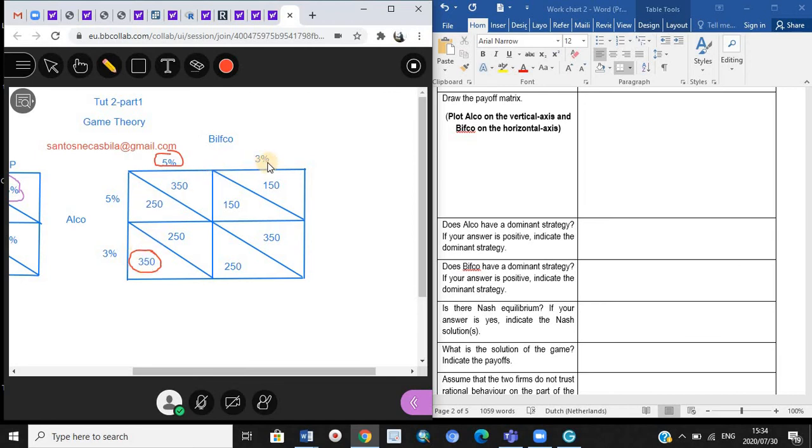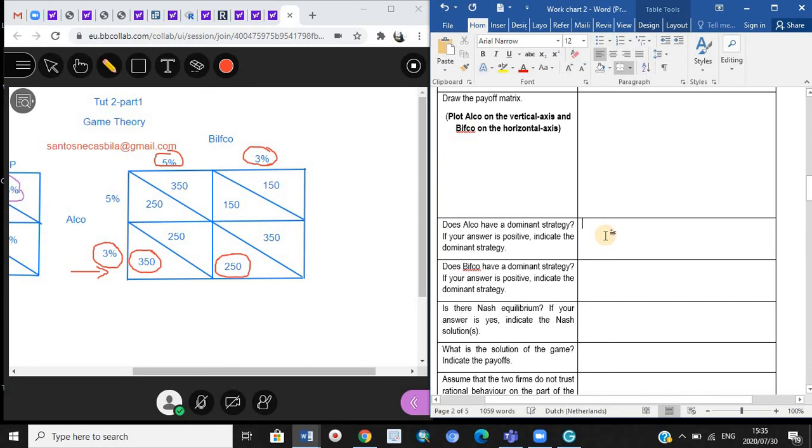So what happens if, again, Bilco chooses 3%? What happens to this one? Again, just compare. He is going to choose, again, 350. That means no matter what Bilco does, he chooses 350. In other words, 3% is his dominant strategy. So here we can conclude and say yes, he has a dominant strategy, and the strategy is 3%.